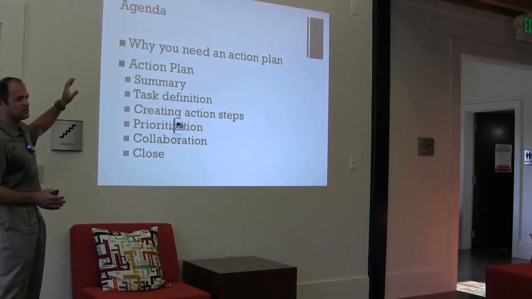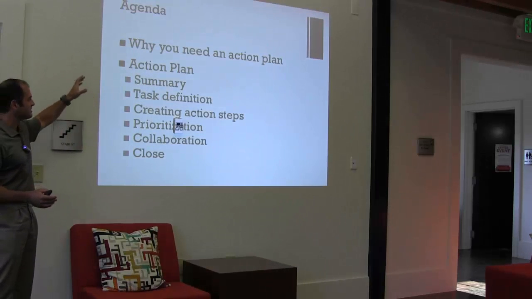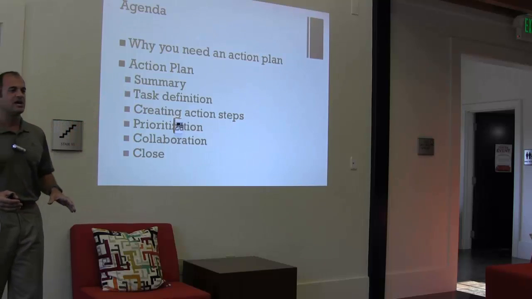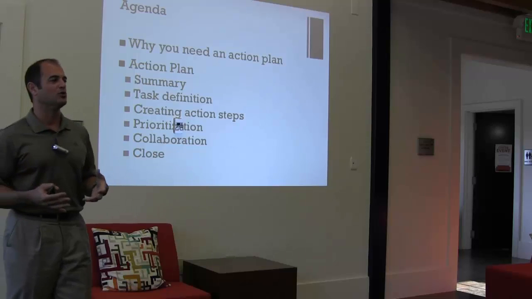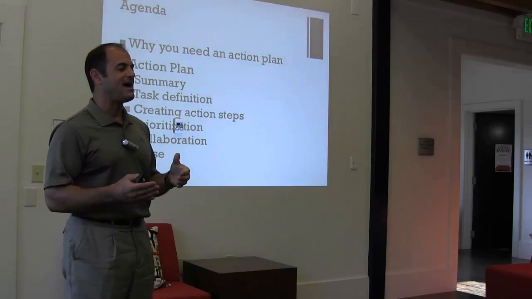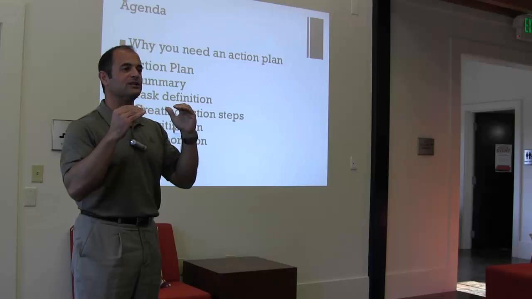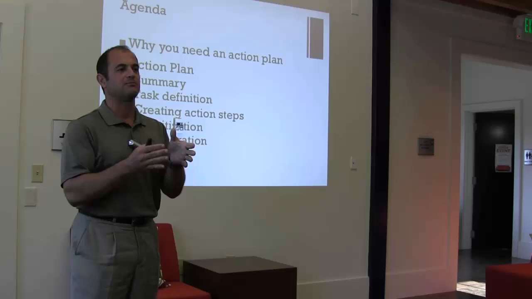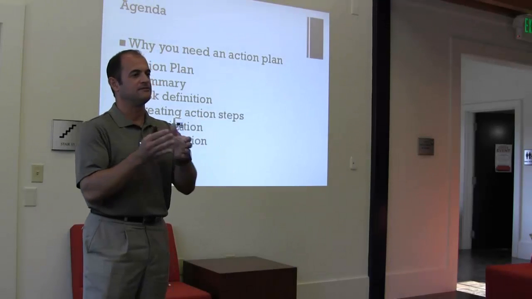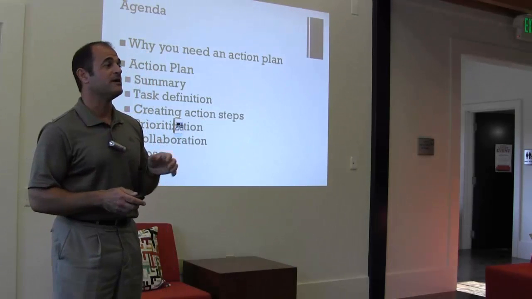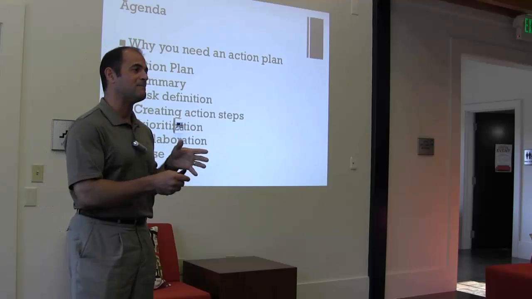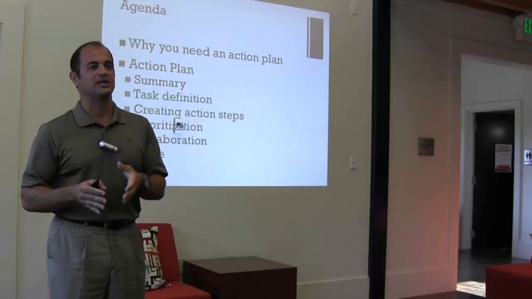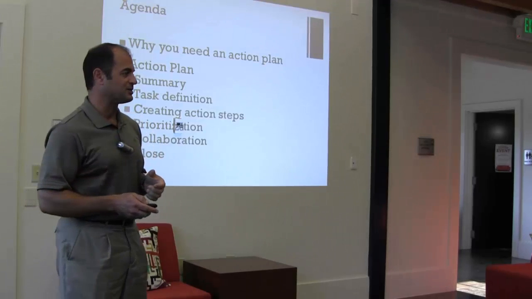Then we're going to walk through the actual action plan items, from the summary, task definition, creating action steps, prioritization, collaboration, and how you close a project. If you have an action plan layout and written with these headers, you're going to cover just about everything you need to get a project from start to finish from an action item perspective. Again, this is not project management, how to manage that project. It's how to manage the action plan and how to execute and how to deliver on an action plan.